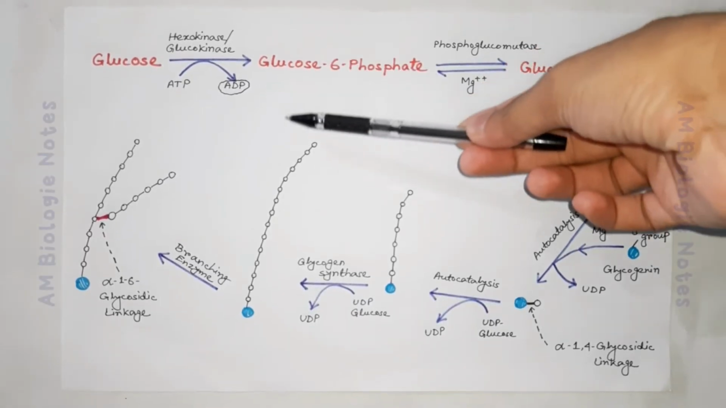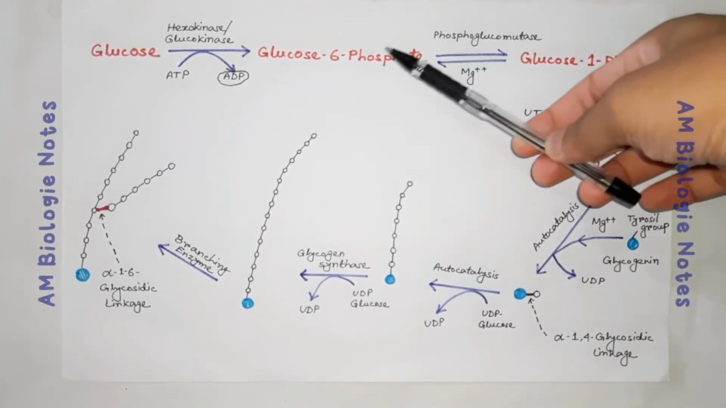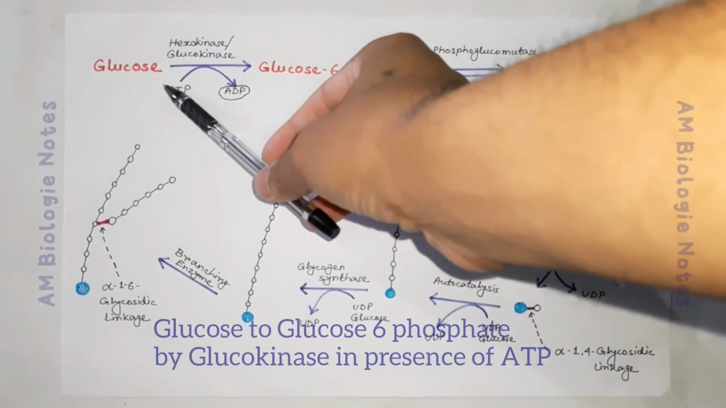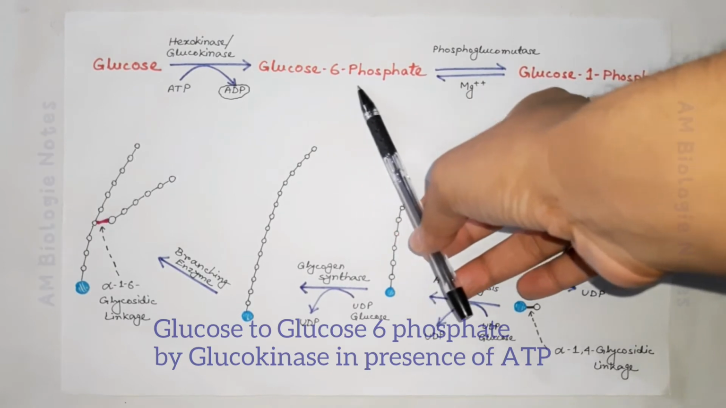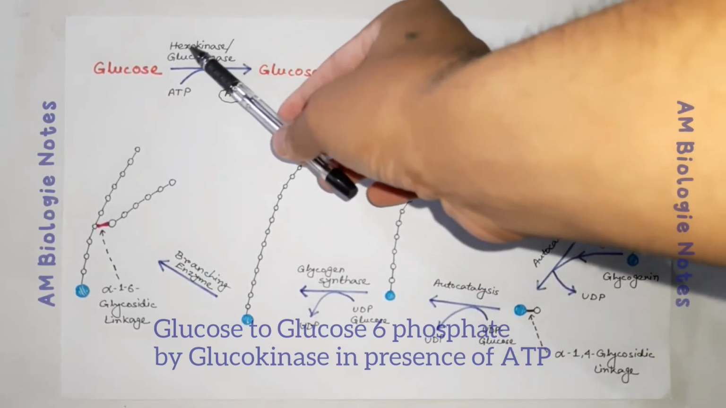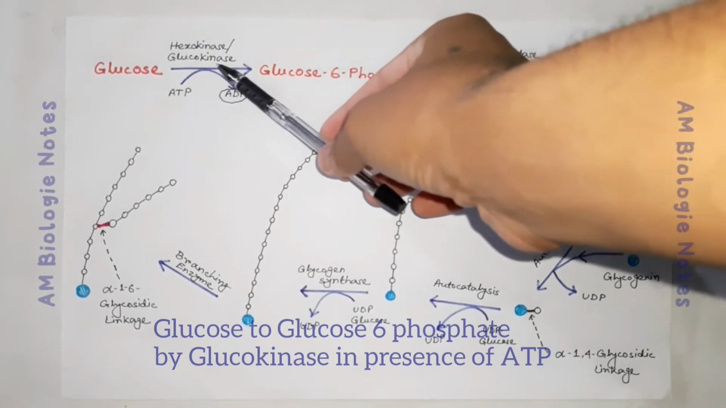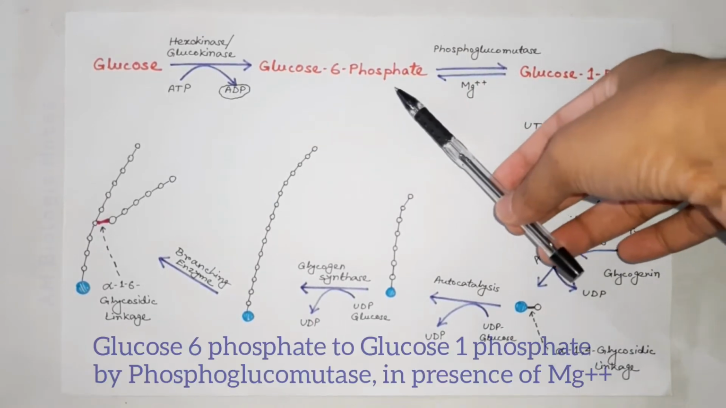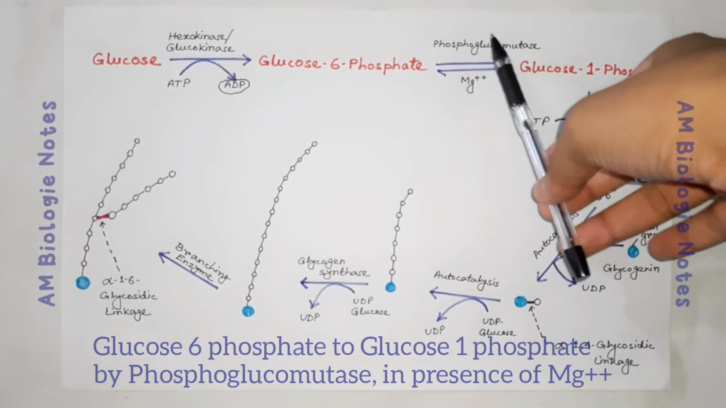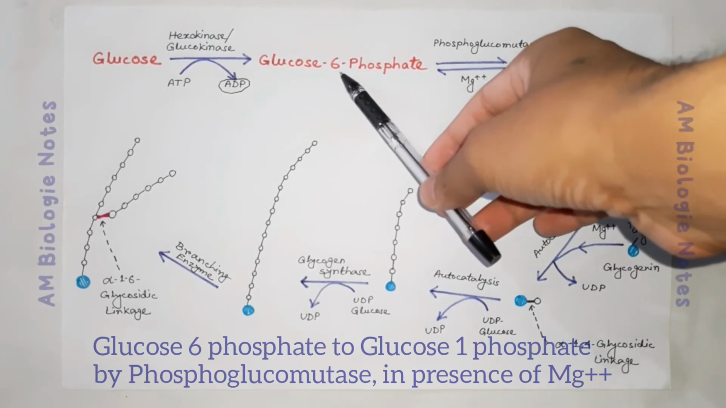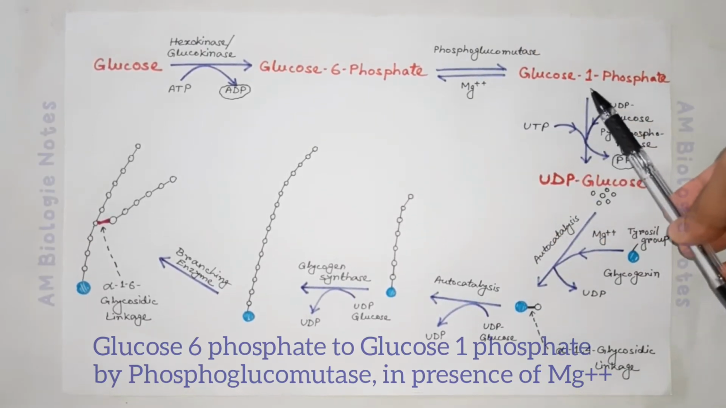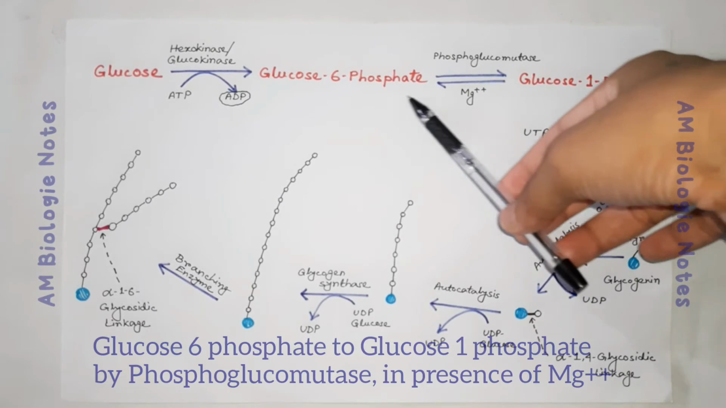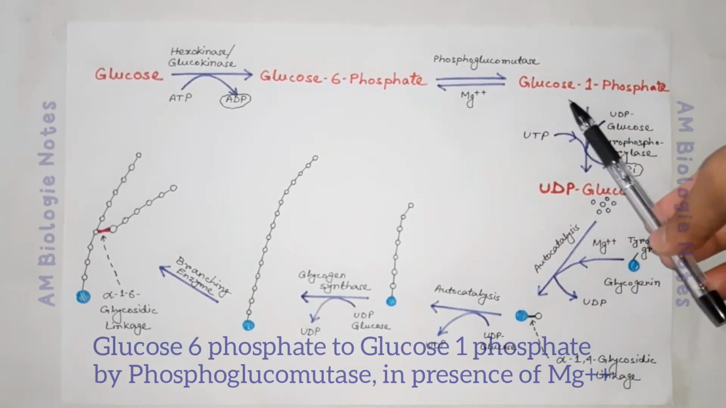Now, I will discuss the steps of the glycogenesis process through this diagram. In the first step, glucose is phosphorylated to glucose 6-phosphate. This reaction is catalyzed by glucokinase in the presence of ATP. In the second step, phosphoglucomutase catalyzes the transfer of the phosphate group from carbon 6 to carbon 1 on the glucose molecule. As a result, glucose 6-phosphate is converted to glucose 1-phosphate.